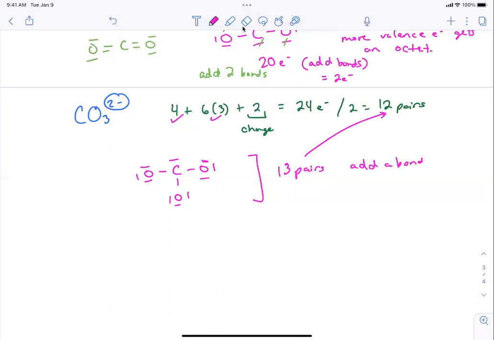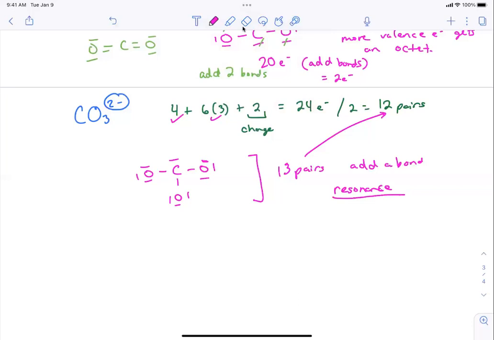Okay. But the question is, where do you add the bond? Does it matter on which oxygen I add the bond on? No. What that tells you is there is resonance. So what that's telling you is if I have a bond I need to add and there's more than one location where it could exist and be the same, then you have resonance. So if you have to ask yourself, okay, where am I going to put this bond because they're all the same, that should trigger a thought that says this is resonance.